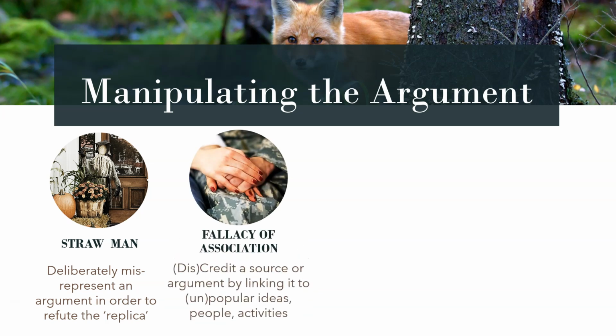And then we also have the fallacy of association, and I'm going to try to emphasize the way that this works in both ways. So firstly, by discrediting a source or discrediting an argument by linking it to unpopular ideas, unpopular people, or unpopular types of activities. So this is wrong because the wrong kinds of people do it. And it works the opposite way too. If you are crediting a source or crediting an argument by linking it to popular people, ideas, and activities.